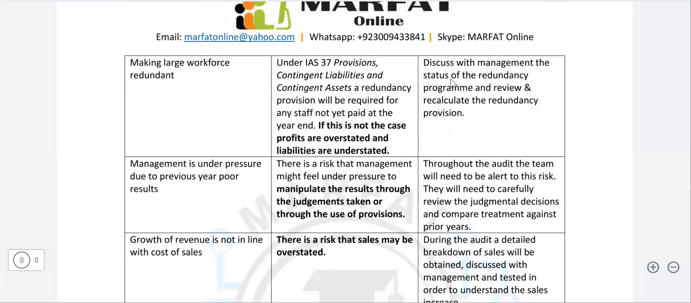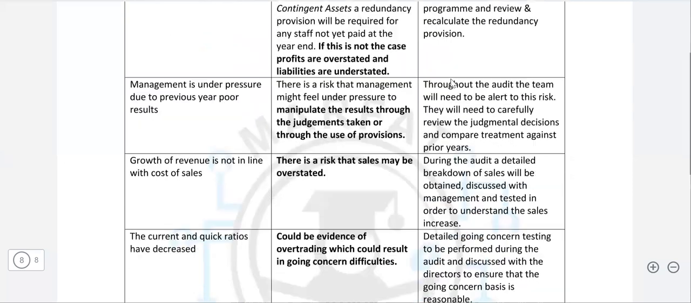They are making the large workforce redundant. Now, obviously, redundancy payments should be made to the employees, which is a probable outflow. A provision should be recorded. If the provision is not recorded, liabilities and expenses are understated.